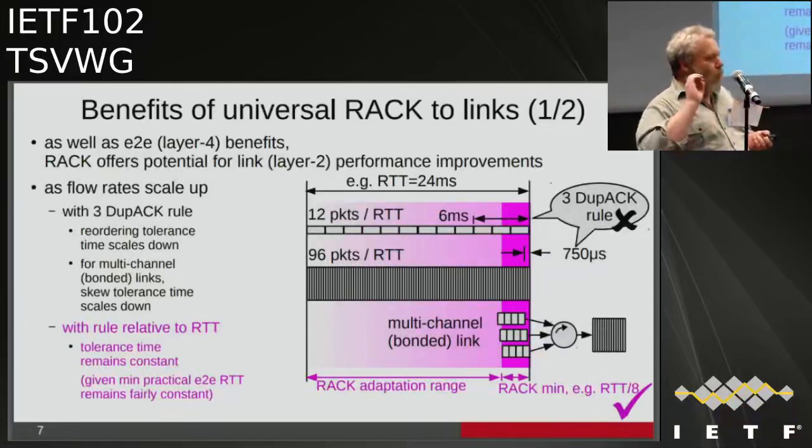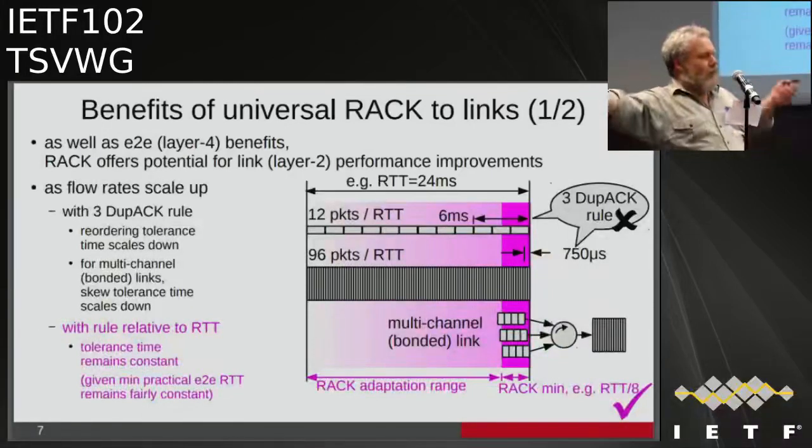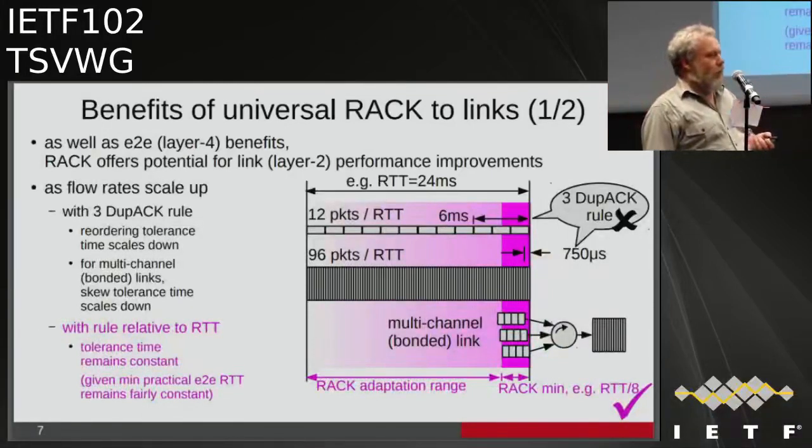Right, so as well as the benefits at layer 4, which are already articulated in the RACK draft, it gives you performance improvements at the link layer. And I'm going to try and explain it like this. Imagine I'm showing two flows here, one going slowly, one going fast. So there's 12 packets per round trip time in the one with the long packets. Then on some faster link, or at some future date, things are getting faster, you're sending more packets, 96 packets in this round trip time, just as an example, so 8 times faster.